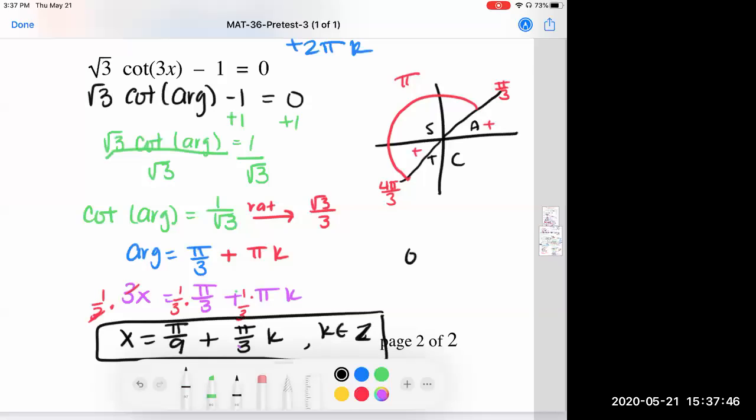So in the online key that your author has, this one has a typo. It says pi over 6, and I think he meant pi over 3. This is where the typo is.